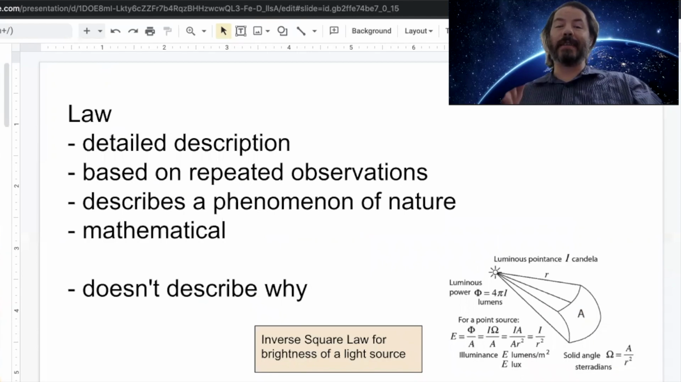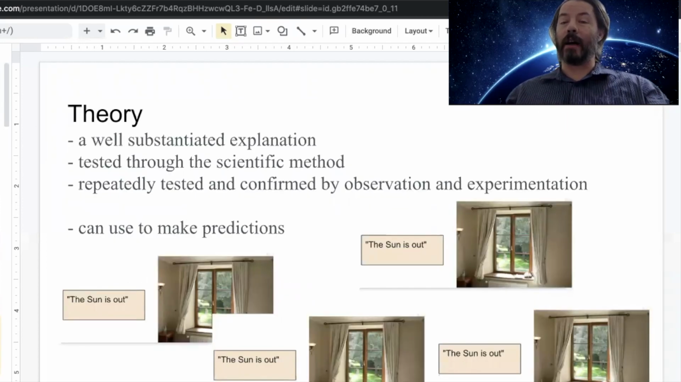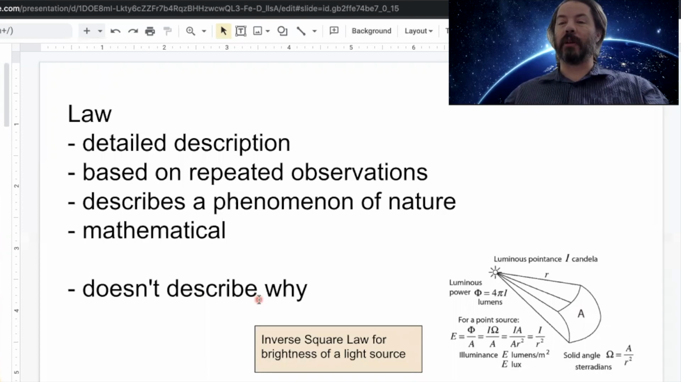A law is a detailed description based on repeated observations, and it is mathematical in nature. It usually doesn't describe the why. A theory generally describes the why or how something is working. The law just explains what's happening in a mathematical sense. For example, the inverse square law for the brightness of a light source: there is a mathematical equation that tells us how bright light is based on its distance from the object, based on the area that it illuminates, all those kinds of things, and we can actually calculate brightness.